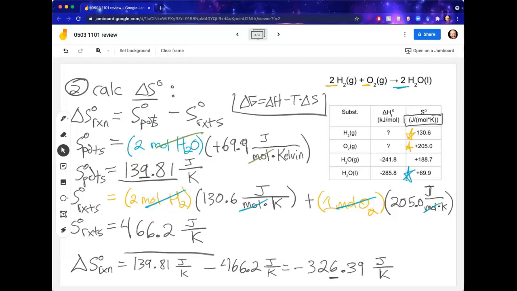With this piece of information, though, we can finally calculate delta G. Woohoo! I'm going to pause while we set up the next slide, and then we'll finish the calculation.